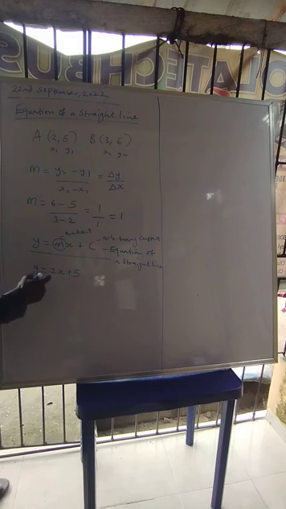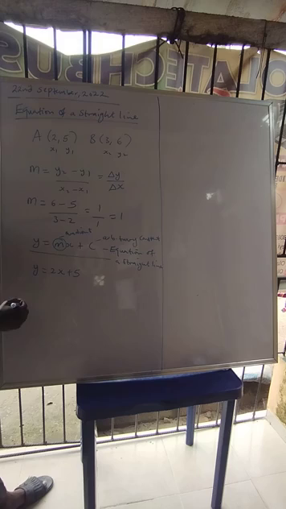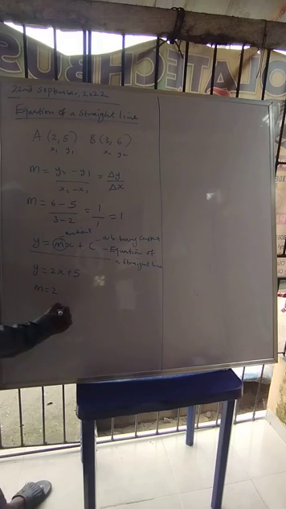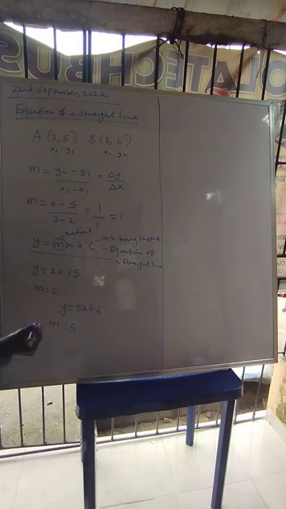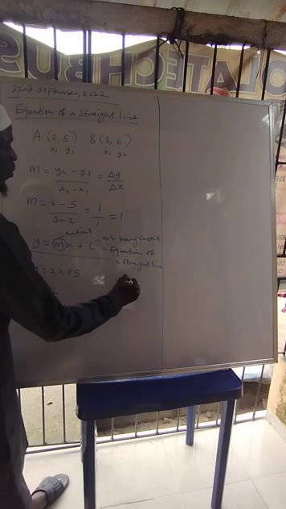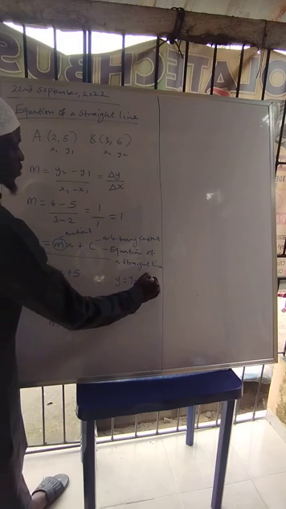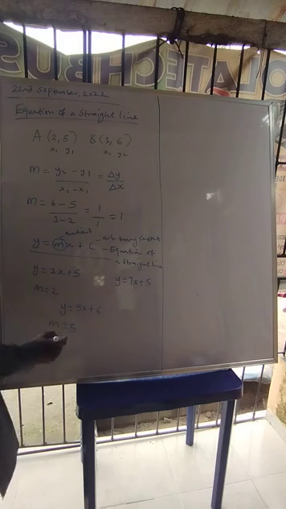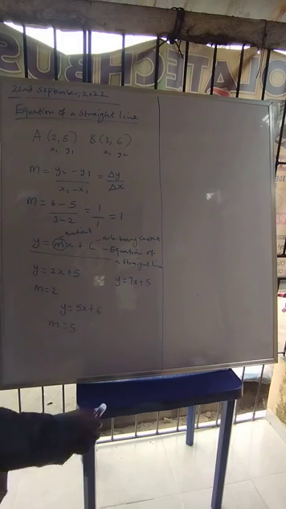So when we have y is equal to 2x plus 5, what will be the gradient? Our m is equal to 2. Gradient is equal to 2. When y is equal to 5x plus 6, our m is equal to 5. Now tell me, when y is now equal to 7x plus 5, tell me the answer in the comment section below.